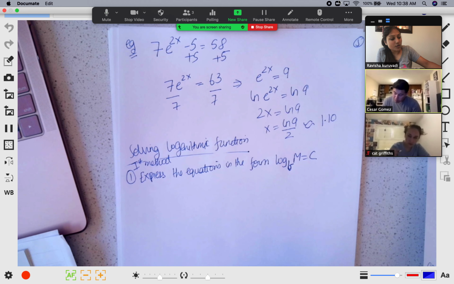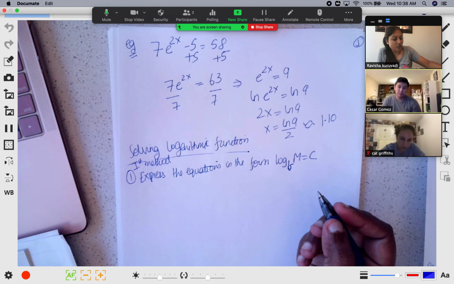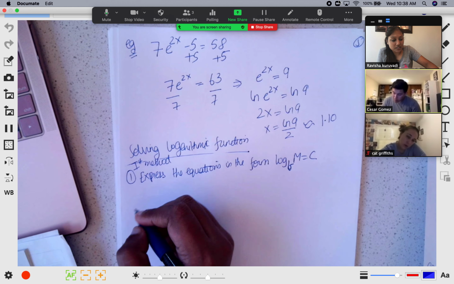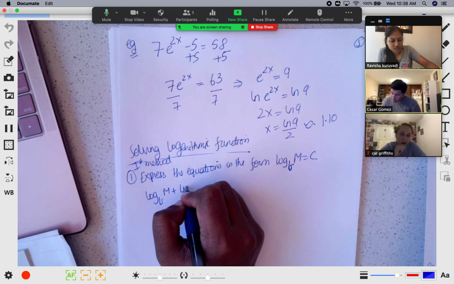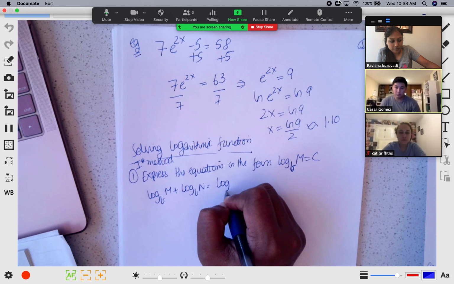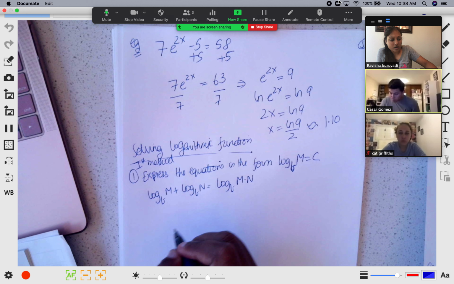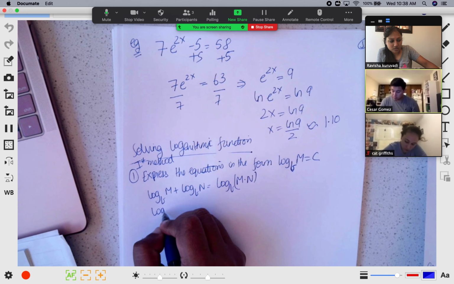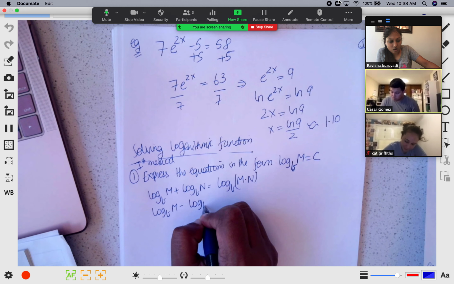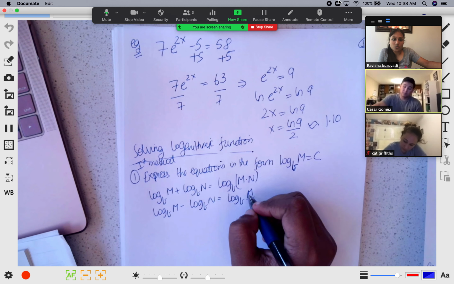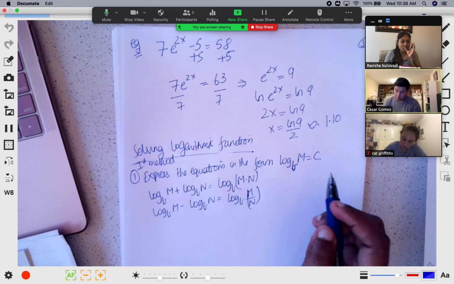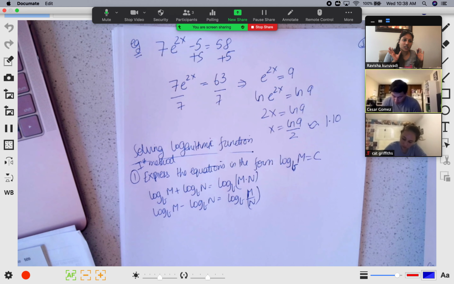If you're expressing in this form, you can use the properties: log b m plus log b n is equal to log b of m times n. If you have log b m minus log b n, it is basically log b of m over n. One of these properties you can use and express it in this form. So basically I need just one log on one side and a constant on the other side.